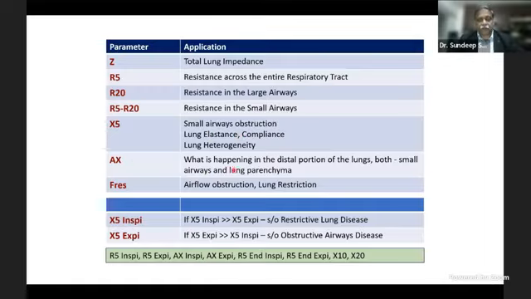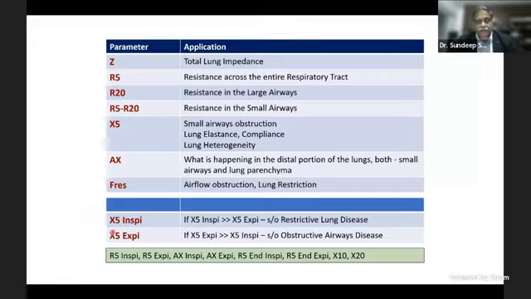Area of reactance is a composite of what is happening again in the distal portion of the lung, both the small airways as well as the lung parenchyma. So X5 and AX are about the distal portion of the lung. AX is a composite, X5 is a single number. Resonant frequency will get impaired during airflow obstruction, but also during lung restriction. And how do you differentiate between the two? I'll mention it in my subsequent slides.